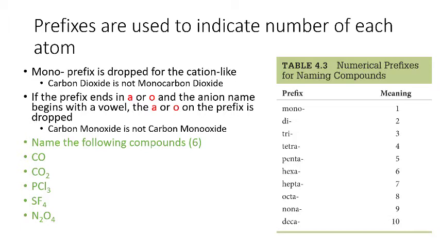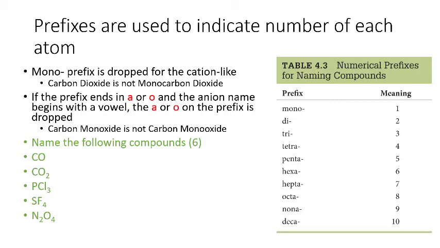So if the prefix ends with an A or an O, and the anion-like species name begins with a vowel, then the A or O on the prefix is dropped. Okay, so for example, back to carbon monoxide: carbon monoxide, not carbon monooxide. So that vowel at the end of the prefix is dropped.